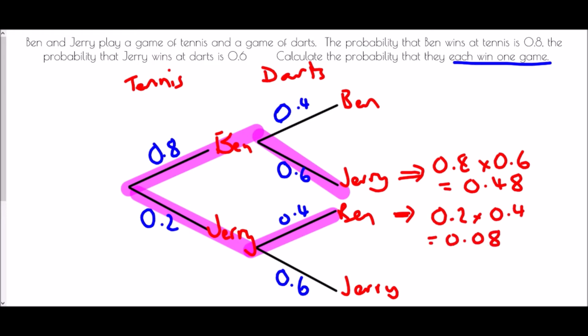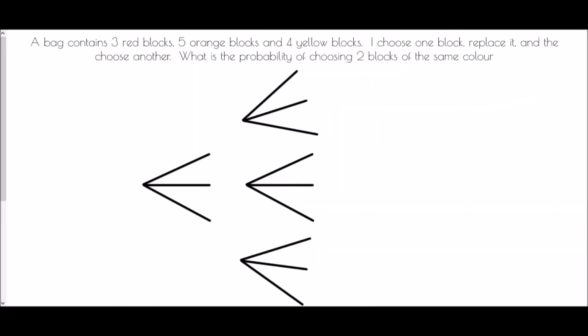That is 0.08. Now this is the situation of the or, because it's one branch or the other. And so the answer to the question is then those two probabilities added together. So 0.48 plus 0.08. And so we get 0.56.